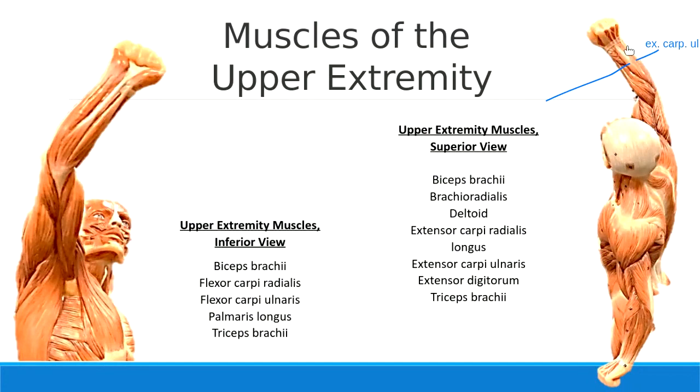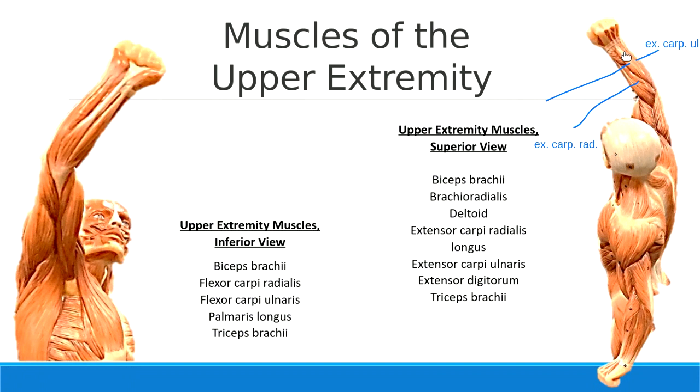Actually, from this angle, we can see extensor carpi radialis really well. This muscle that starts up here and extends down into the radius side. This one right here is extensor carpi radialis because, again, it's on the thumb side, or the radius side of the arm. So we'll give that a little label too. Extensor carpi rad. It's my rad one, the cool one over there. Extensor carpi radialis, extensor digitorum, extensor carpi ulnaris.